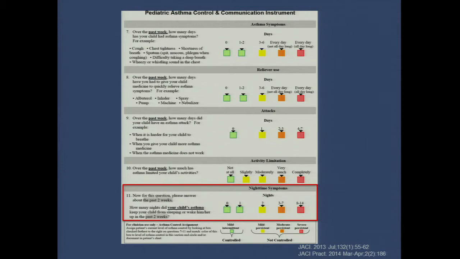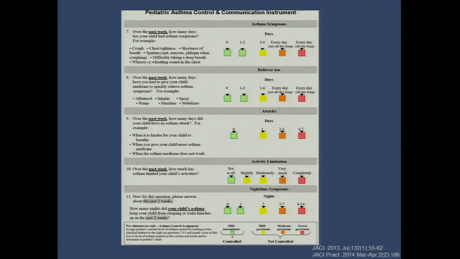So let's look at how this would actually work if someone filled this out. Let's say that they reported having symptoms every day, all day long, reported reliever use 3 to 6 days out of the past week, had 2 to 3 days of asthma attacks, had slight activity limitation due to asthma, and reported 1 night of sleep disruption over the prior 2 weeks. We would then classify them at the bottom there. We'll talk about that shortly. In this instance, severe persistent asthma. So you classify literally based on the most severely reported symptom, okay? And this is what the guidelines encourage us to do.